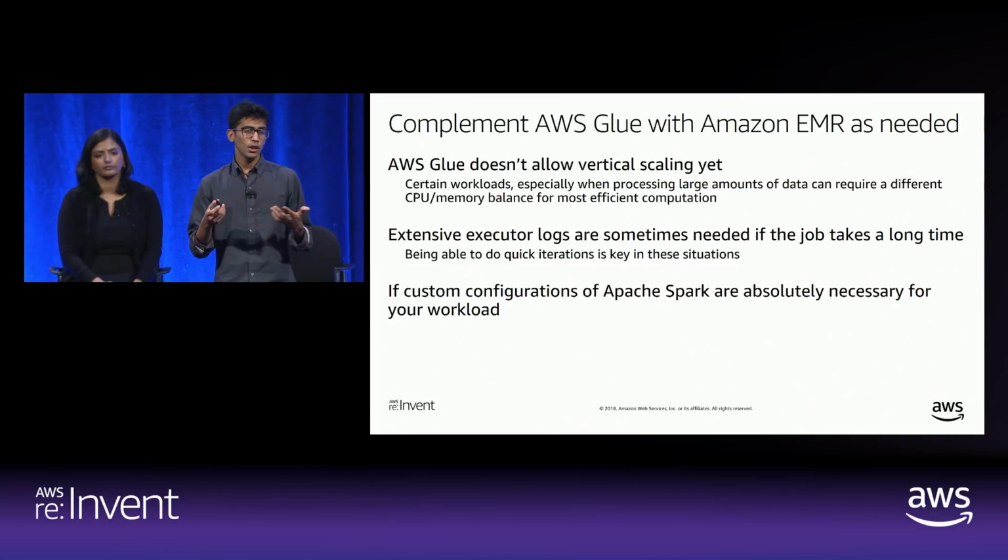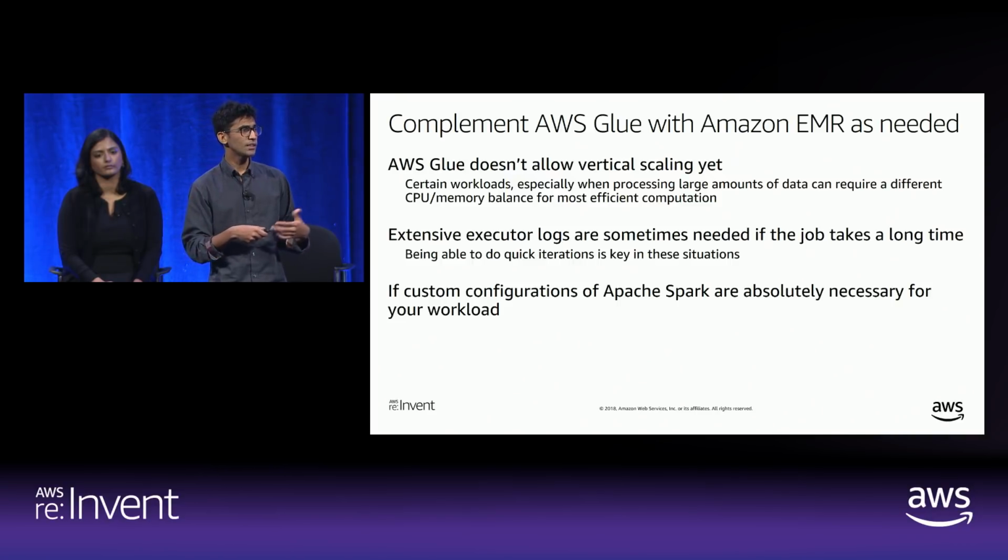In addition, I would recommend not being afraid to complement AWS Glue with Amazon EMR as needed. AWS Glue, while it abstracts so many things away from you, it does limit the amount of configuration and configurability that you have. For example, AWS Glue does not allow vertical scaling just as yet. And there are workloads, for instance, at Robinhood, when we had to work on a large amount of our analytics data, which was in many, many terabytes, you might want to tune the CPU and memory balance and have fine-grained control over that. And for use cases such as that, EMR can give you a lot more configurability.